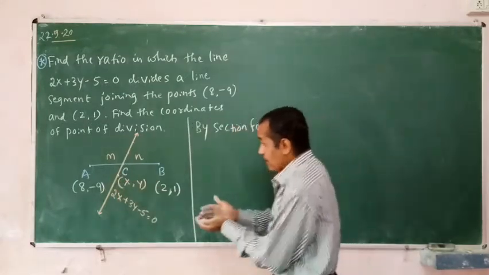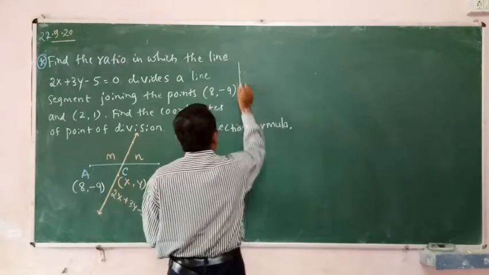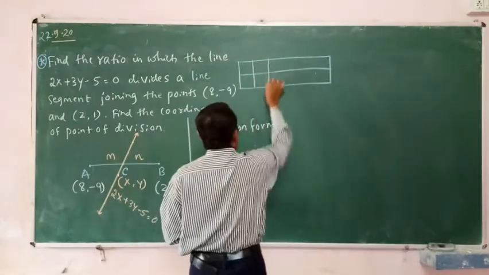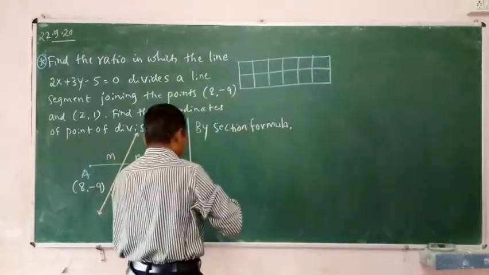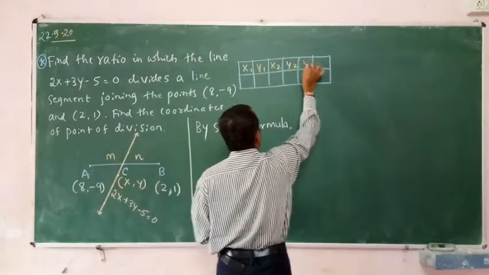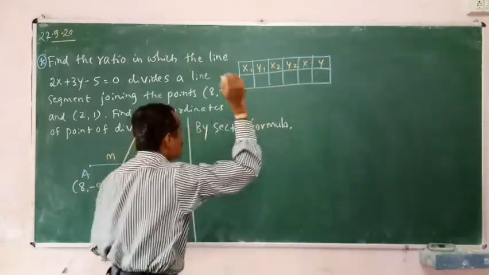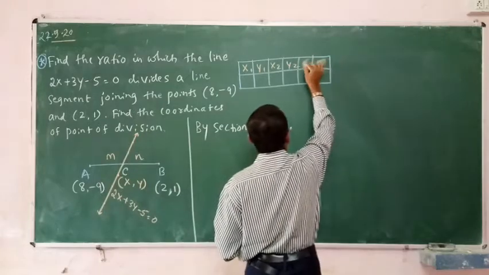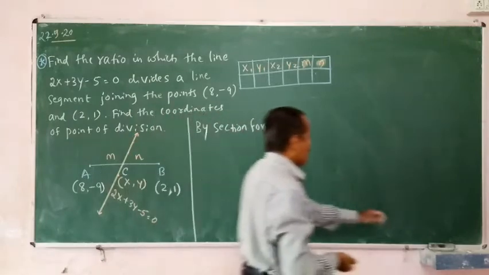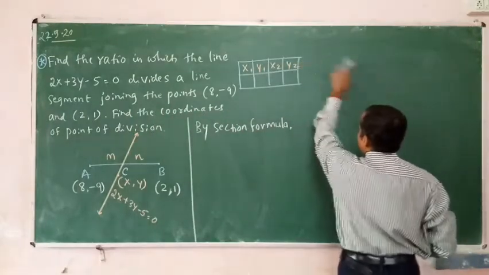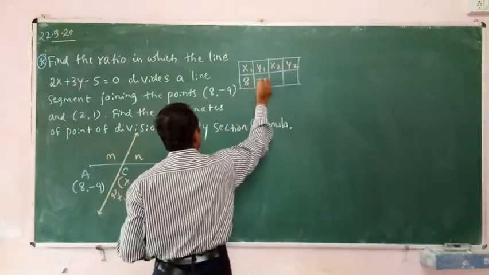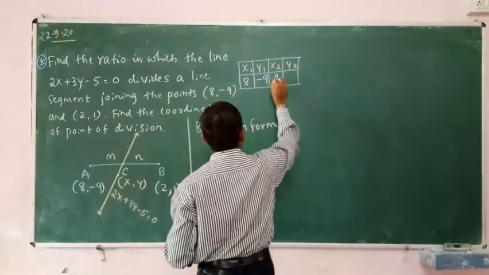Oh, before that, what you wanted is x1, y1, x2, y2, x, y. Oh, x, y is not there, no problem. Write it as m and n. Oh, that is also not there. So it is sufficient. Come on, it is 8, minus 9, 2 and 1.